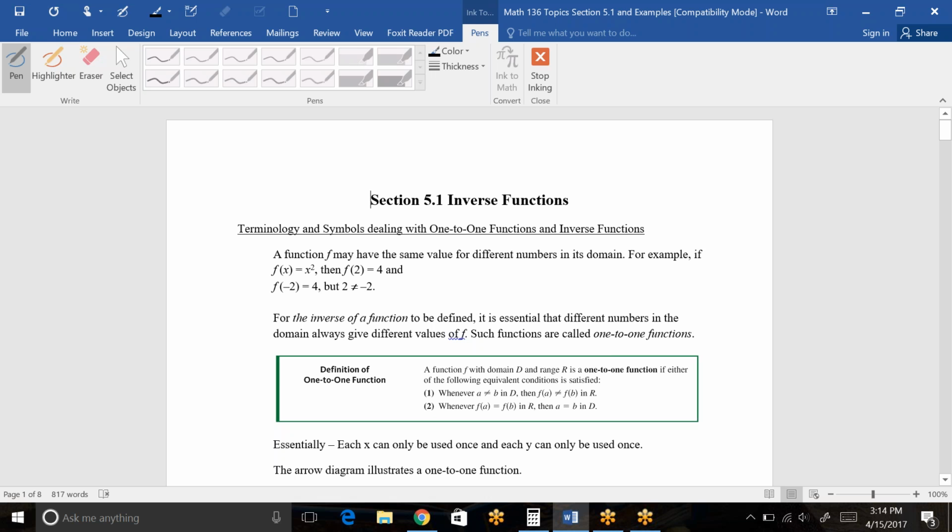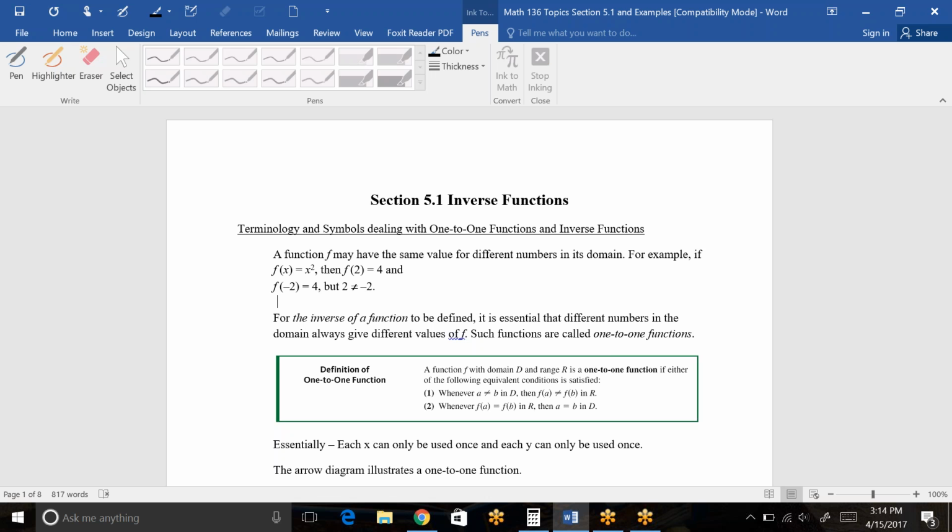This is actually a very easy topic to talk about, but we need to understand what it actually is because it helps us understand what the rest of chapter 5 is about, which is two very special functions that are inverses of each other, exponentials and logs.